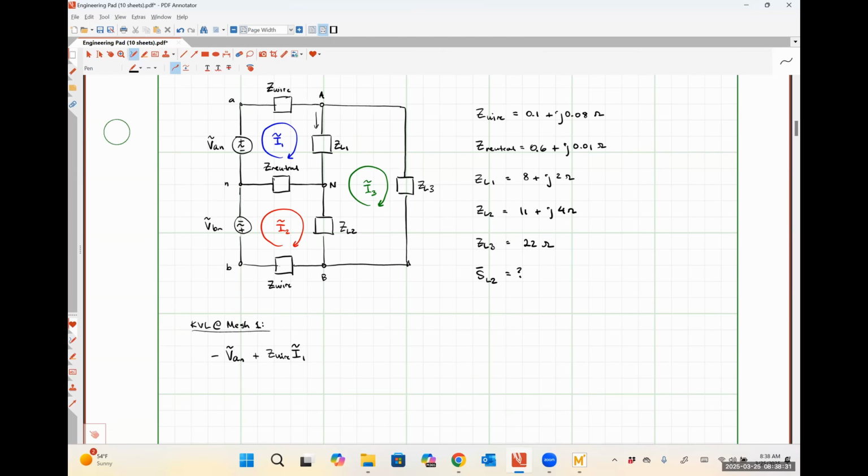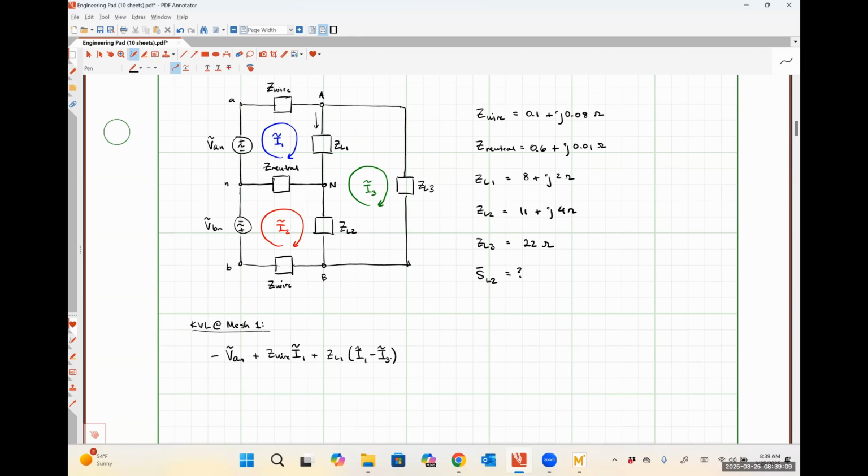So my current I1, as it goes around its clockwise path, is in the same direction as that arrow that I drew. So it's going to wind up getting a plus sign. And I3, as it flows around its clockwise path, is actually going to flow up through ZL1. It's in the opposite direction, so it's going to get a minus sign. So my voltage drop across that guy should be plus ZL1 times I1 minus I3.